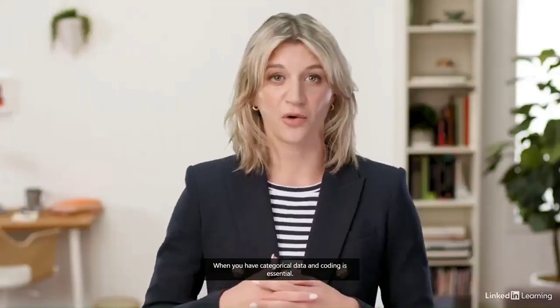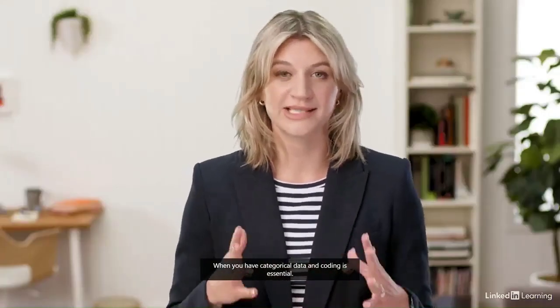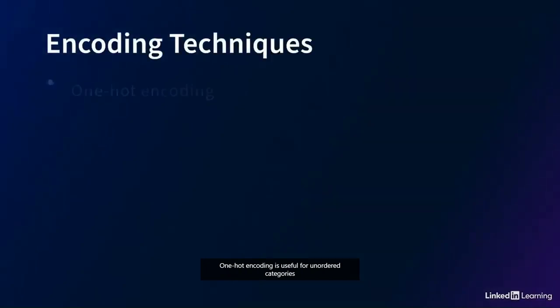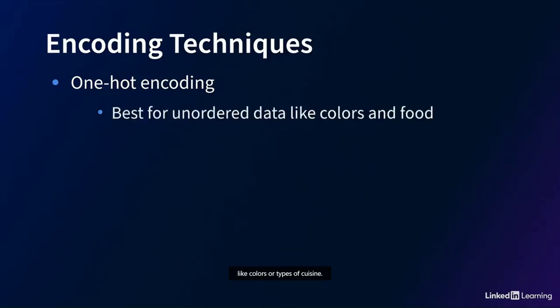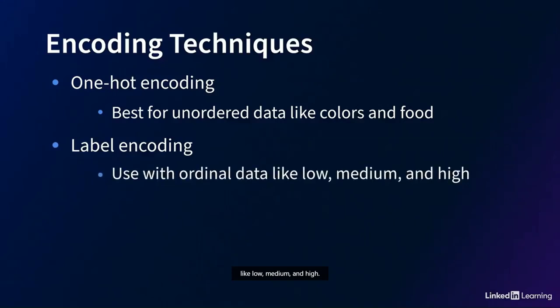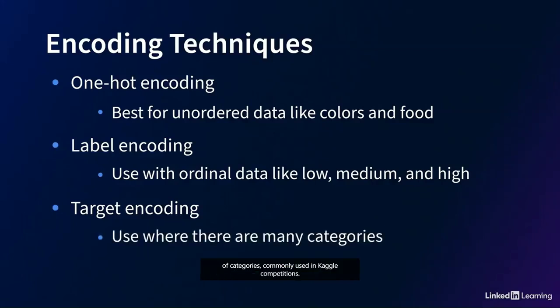When you have categorical data, encoding is essential. One-hot encoding is useful for unordered categories like colors or types of cuisine. Label encoding is effective for ordinal data like low, medium, and high. Target encoding is great for when you have a lot of categories, commonly used in Kaggle competitions.